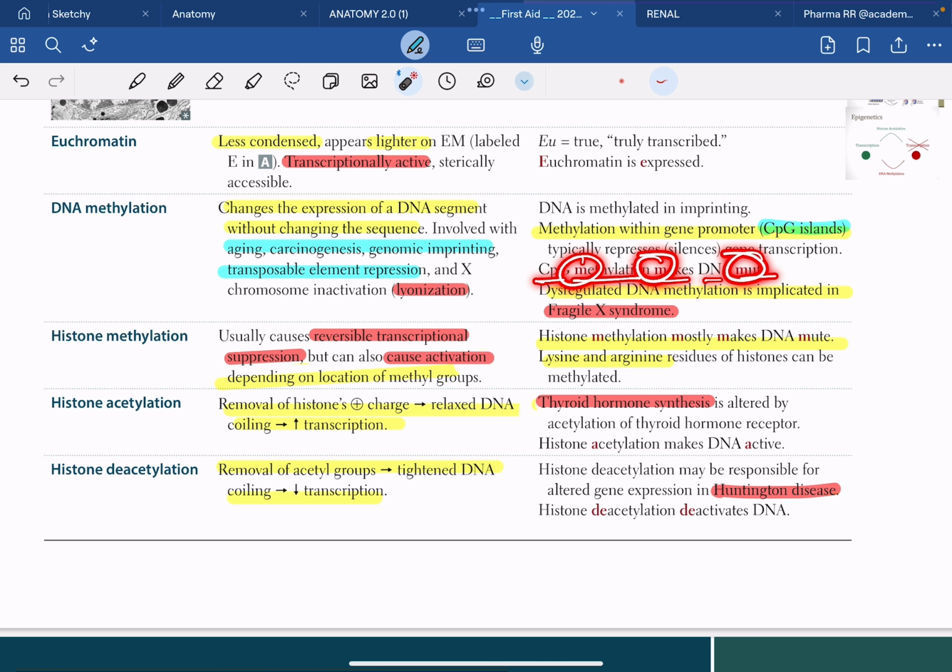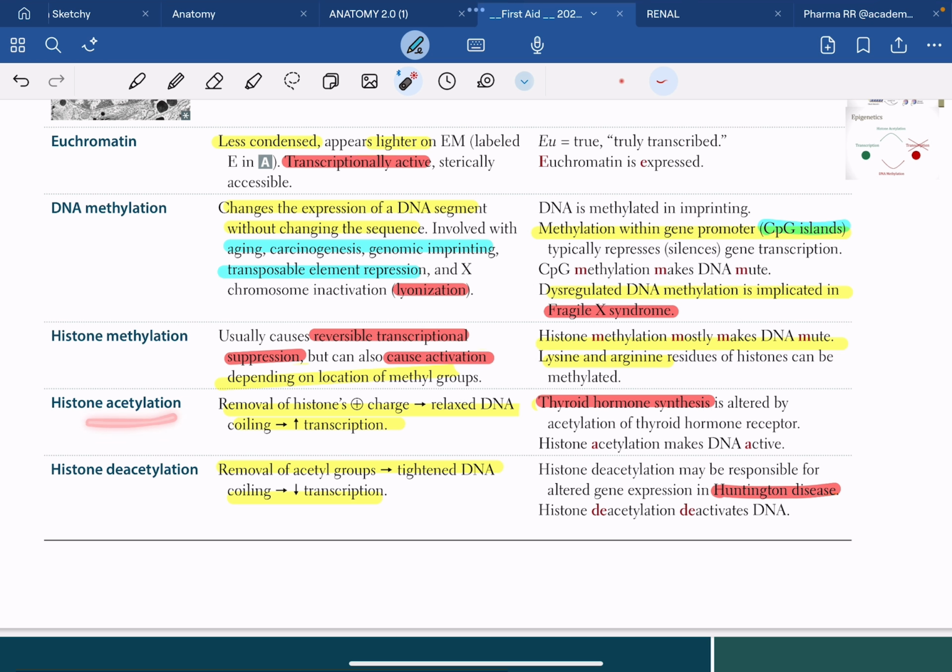Methylation makes DNA mute. Dysregulated DNA methylation is seen in which condition? Fragile X syndrome. Histone methylation usually causes reversible transcriptional suppression but can also cause activation depending upon the location of the methyl group. Histone methylation mostly makes the DNA mute. Lysine and the arginine residues of the histone can be methylated. Here what was methylated? CpG islands. Here lysine and the arginine.